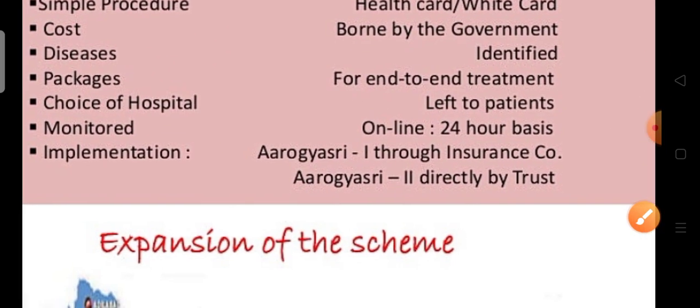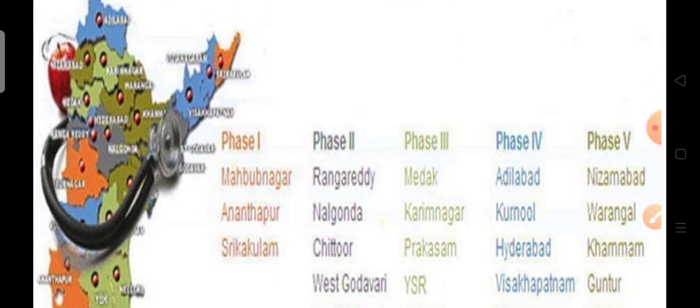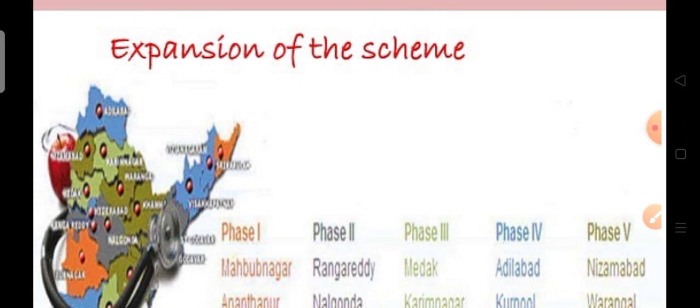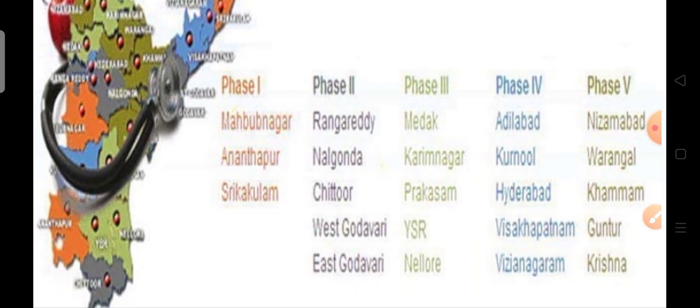Okay, expansion of this scheme. Okay, you can write this one. Expansion of how the services are spreading all over India. Expansion is nothing but spreading the services. Phase 1: Mahabubnagar, Anantapur, Srikakulam. First, in phase 1 it was introduced only in these districts. Next, phase 2: Rangareddy, Nalgonda, Chittoor, West Godavari, East Godavari.